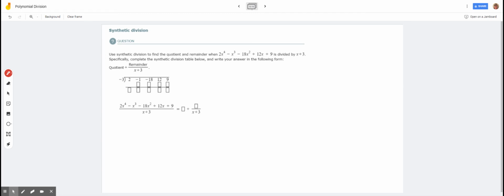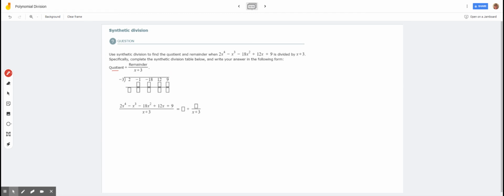Okay, last thing. This is kind of a big thing, and it's going to be super big in the next unit. And I don't understand how they put their notation. So here's my thought. It says use synthetic division to find the quotient and remainder when this expression is divided by that. Specifically, complete the synthetic division table below and write your answer in the following form: quotient, which is your answer, plus remainder over x plus 3.